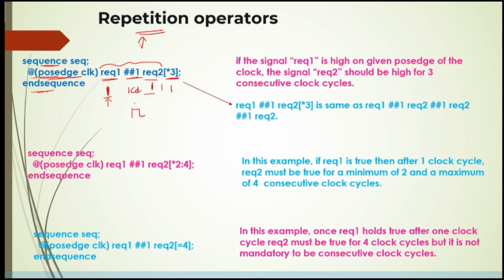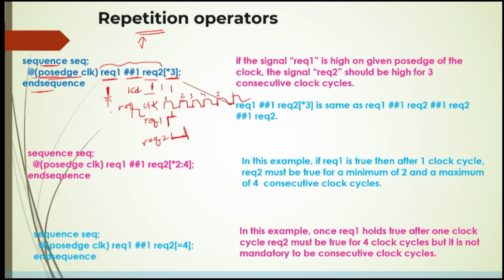For example, if this is my clock, and this is my request 1, and this is my request 2. Now what happens here? Request 1 is high at the first clock cycle. After request 1 is high for the first clock cycle, request 2 should be high for the next clock cycle. This is the second, third, fourth, fifth, sixth clock cycle, for every passage of clock, right?